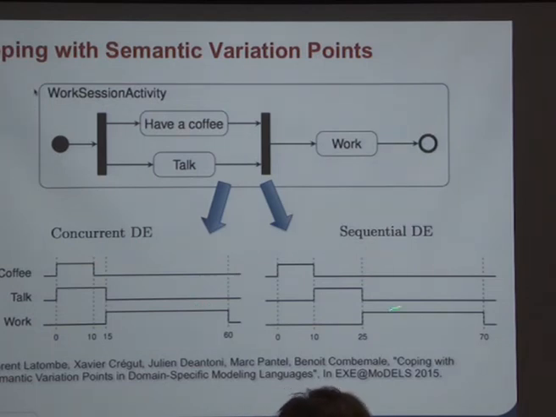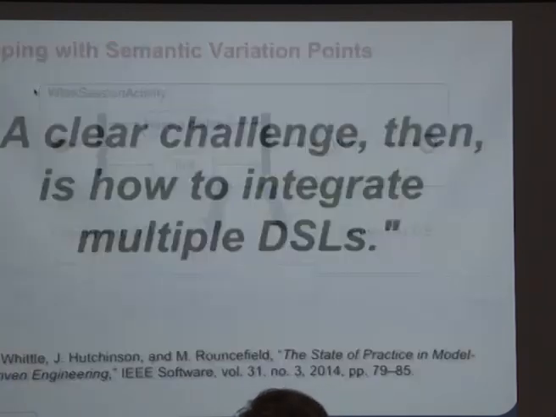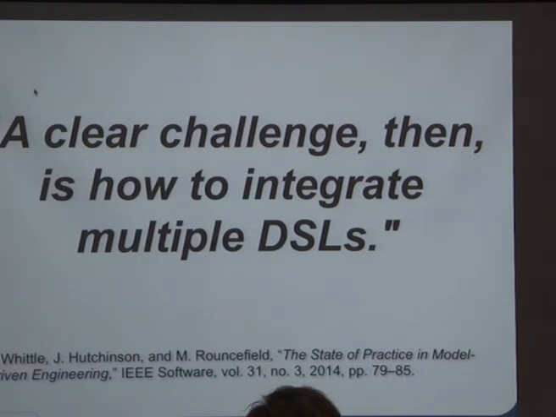And here we have a concurrency model that interleaves the execution of the first two activities, choosing to first have a coffee and then to talk, and then when both are done, we can start to work. And this can be done just by changing the concurrency model of the behavioral semantics. So now we can define XDSML.